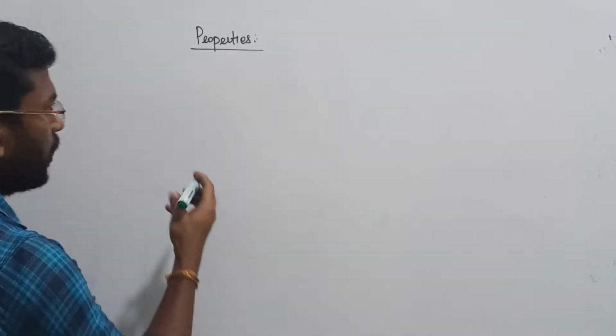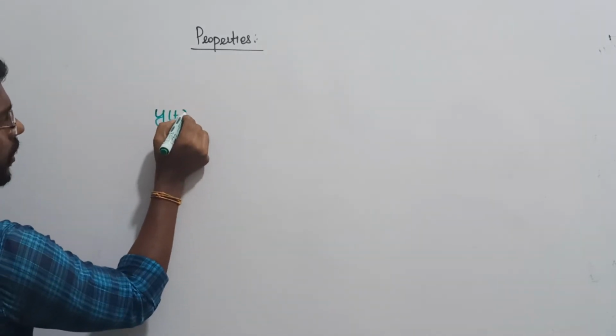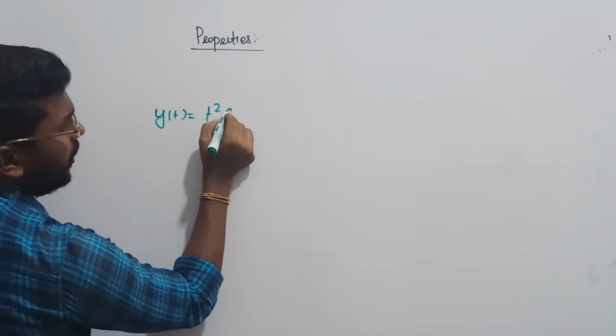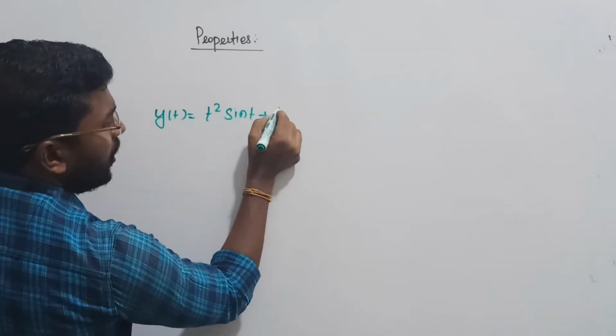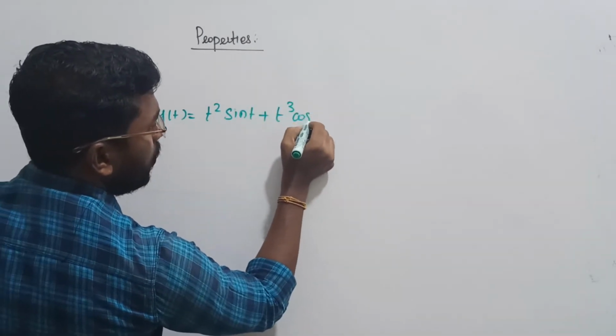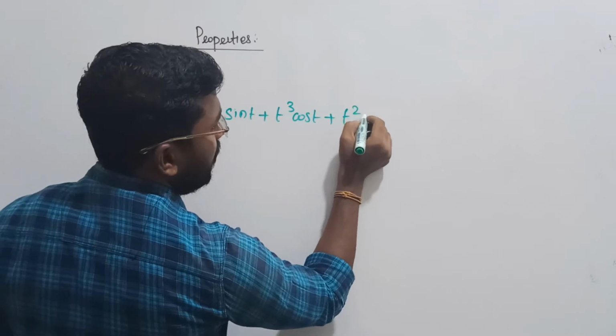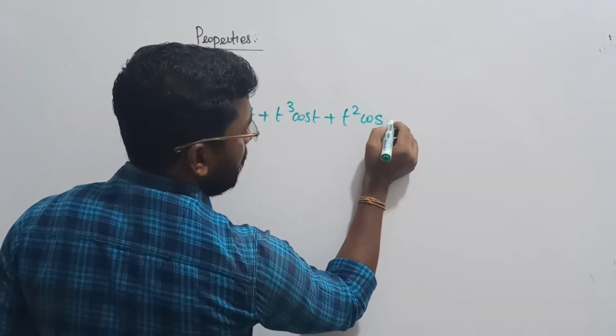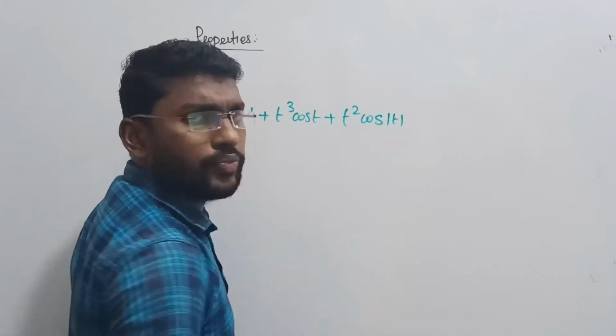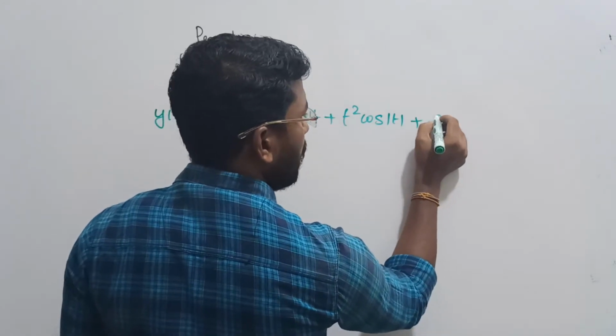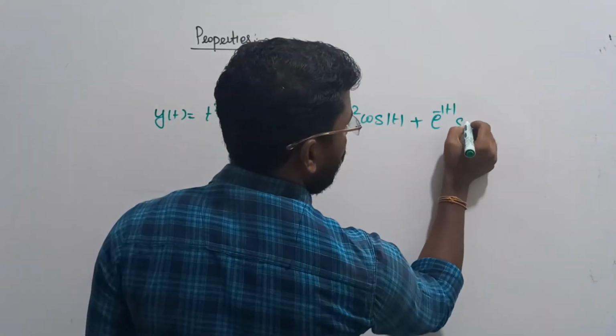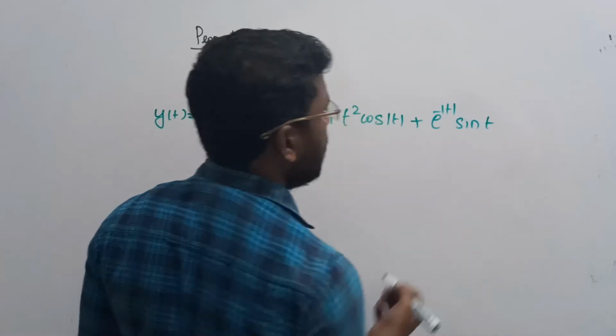For an example, if one function is given like this, y of t is equal to t square into sin t, right? Let me consider t cube into cos t. Let me consider t square into cos t, right? Or cos of mod t, right? So let me consider e power minus mod t into sin t, right? Something it is given like this.